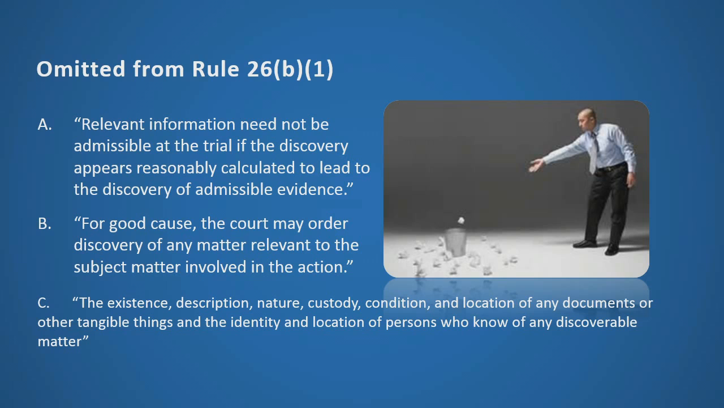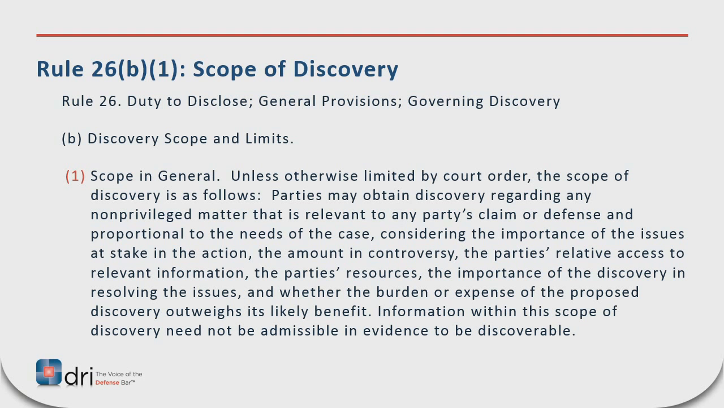And finally, the phrase that discovery includes the existence, description, nature, custody, condition, and location of any documents or other tangible things, and the identity and location of persons who know of any discoverable matter, is also removed from the rule. So, to the panel, what does this mean? What is it going to mean to practitioners and clients that proportionality, which, as the judge mentioned, has been part of the rules for a long time, is now in the scope of discovery? Bob, do you want to start with that?